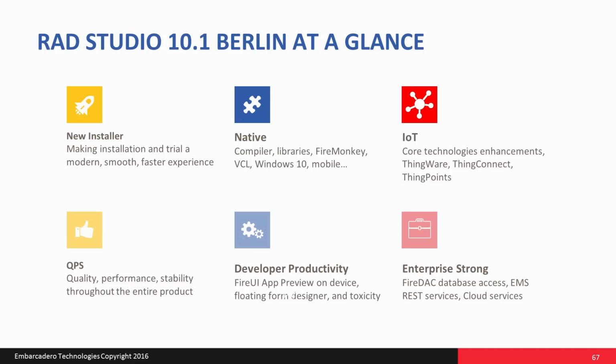Thanks, Marco. And as you can see here in this slide, 10.1 Berlin was a pretty expansive release with a lot of functionality, including a brand new installer, Internet of Things technology, and many other features and functions.